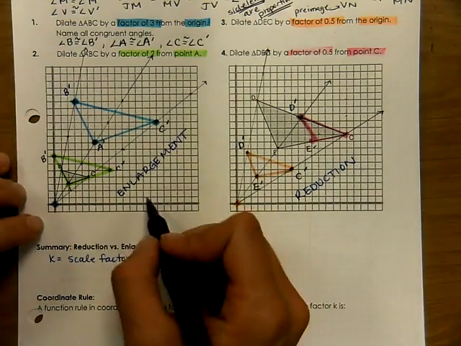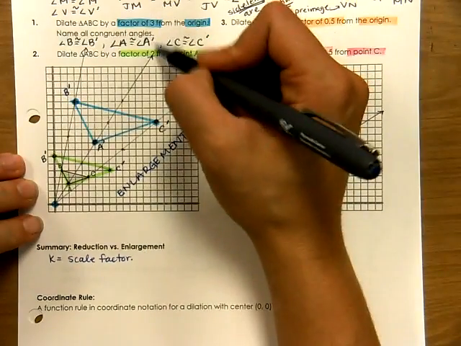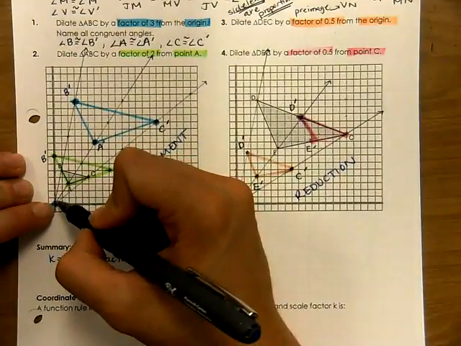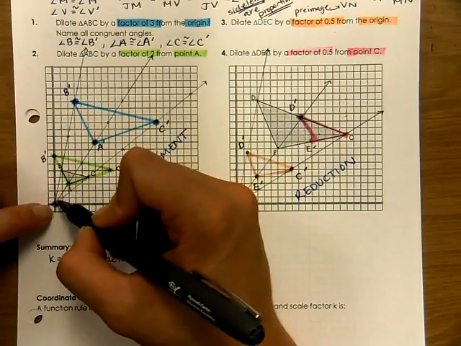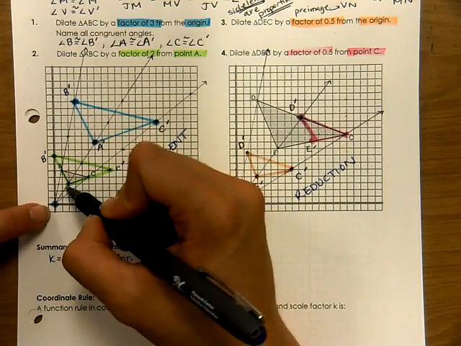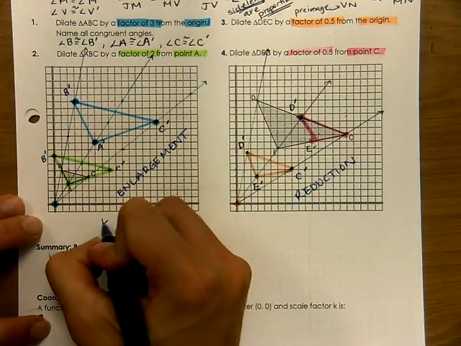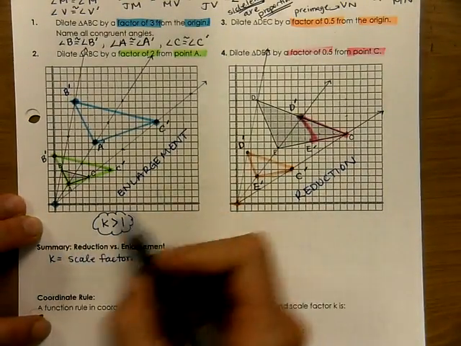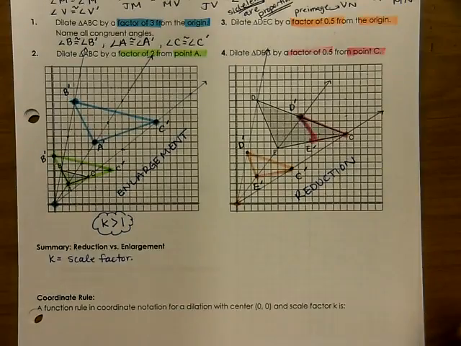Now that you've thought through it on your own, for it to be an enlargement, notice here both of these, the scale factor is bigger than 1, and in order to make that distance or this shape bigger, we'd have to go further than the 1 unit from the center of dilation to a point. So if K is greater than 1, we will have an enlargement. In other words, if the scale factor is greater than 1, it's an enlargement.